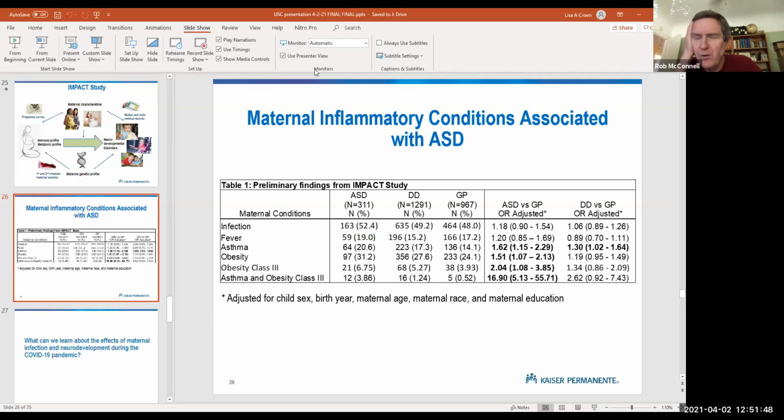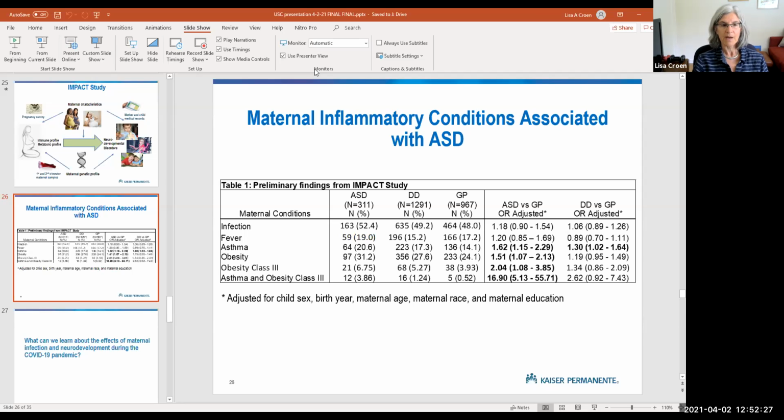Only in Kaiser can you look at interactions of class 3 obesity with anything. But how did you think to do this? Was this exploratory, or did you have a hypothesis going into this that you would see this interaction between asthma and severe obesity? No, it was exploratory, and I'm trying to remember how we got there. I should be able to answer that question, but I can't at the moment.